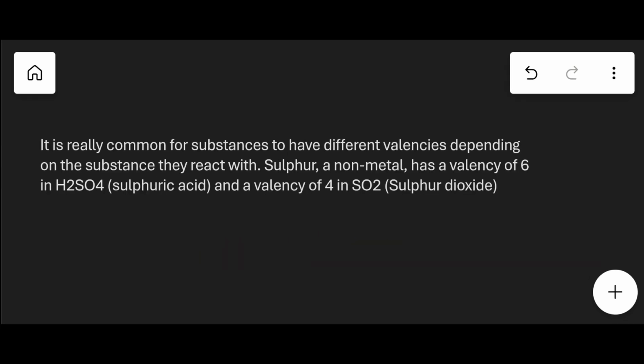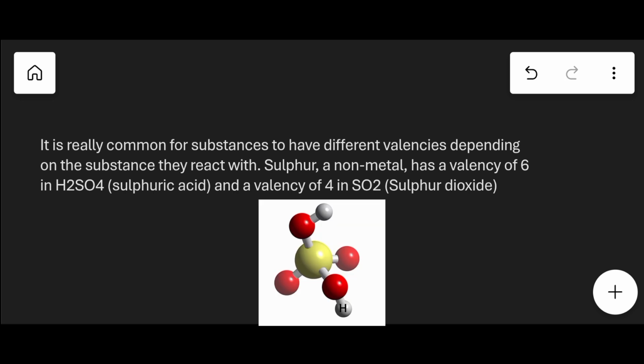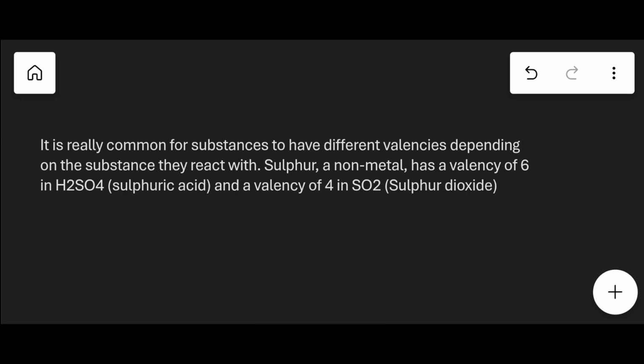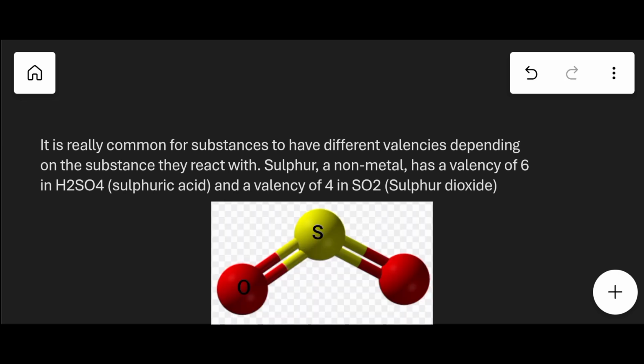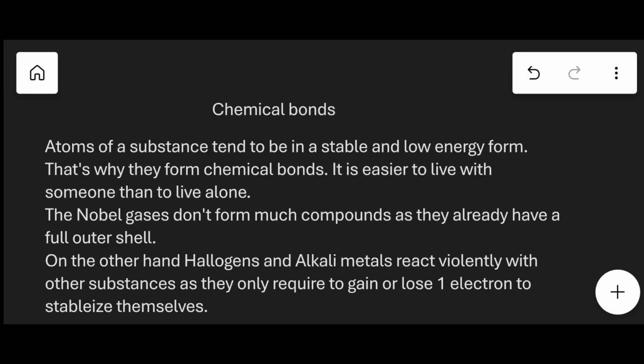It is really common for substances to have different valencies depending on the substance they react with. Sulfur, a non-metal, has a valency of 6 in H2SO4, sulfuric acid, and a valency of 4 in SO2, sulfur dioxide. Chemical bonds. Atoms of a substance tend to be in a stable and low energy form.